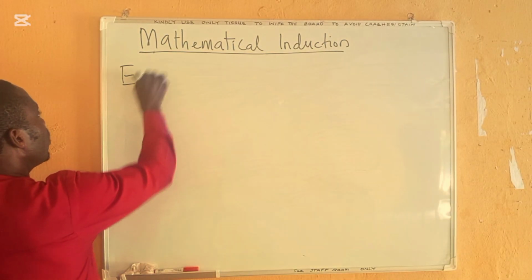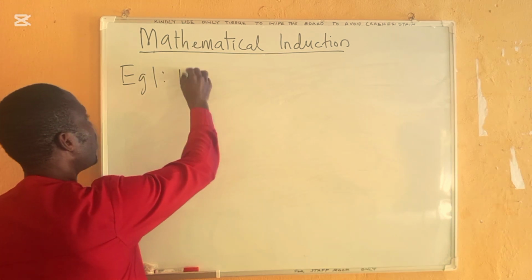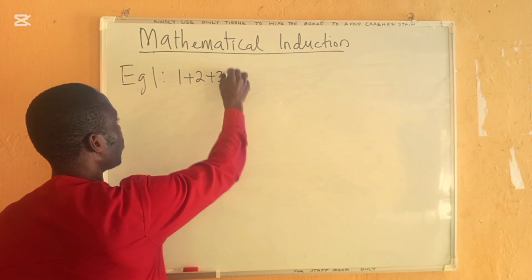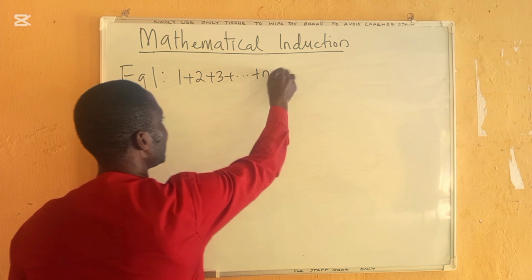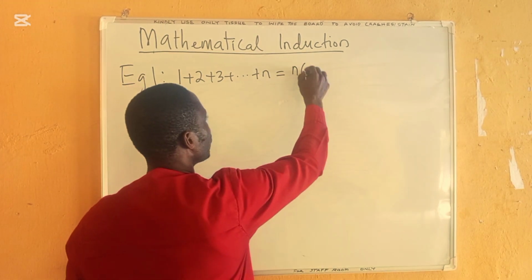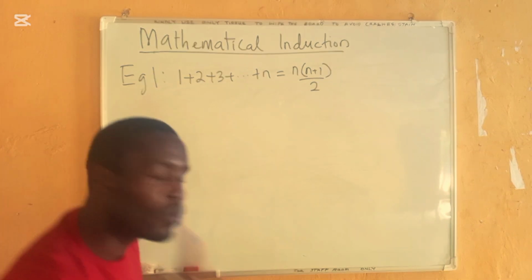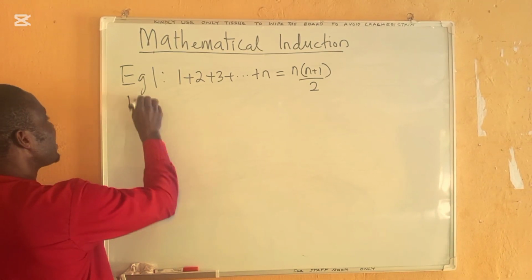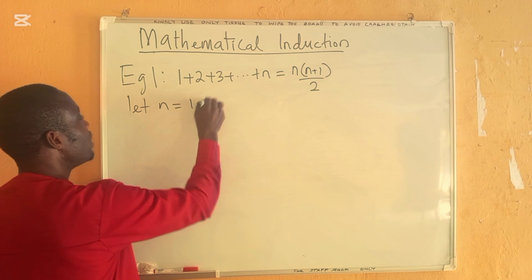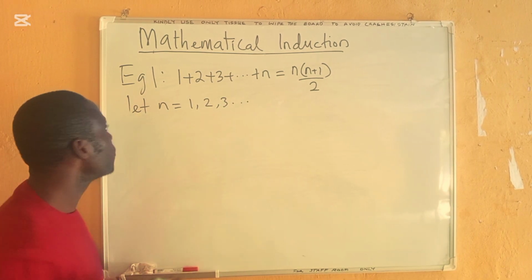Example 1. We want to prove that for the natural counting numbers, 1 plus 2 plus 3 plus dot dot dot plus n is equal to a given formula. Let's call that formula n into n plus 1 divided by 2. We want to prove this. The first thing we do is to say that let n be going from 1, 2, 3, and so on and so forth.